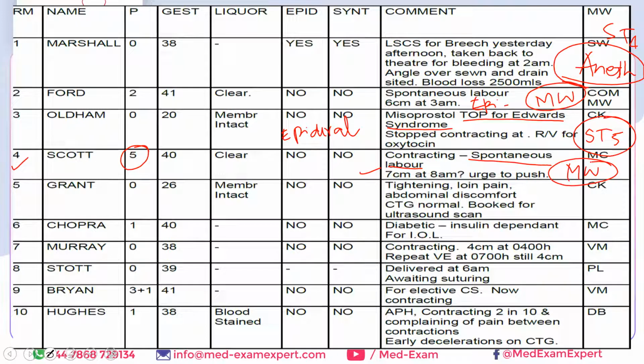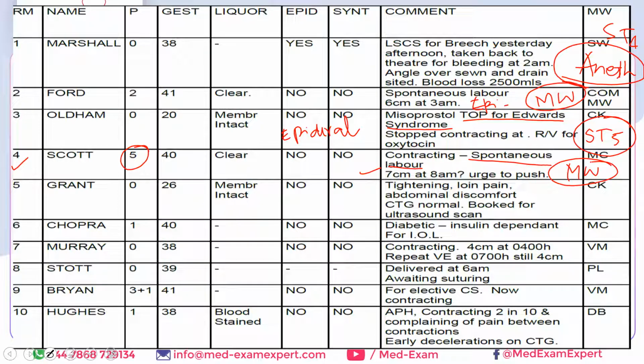Then I will plan accordingly, according to the findings, but the midwife can deal with this patient till now. If anything is urgent, she will call me. Okay. Now room number 5, I can see a primary patient, 26 weeks.